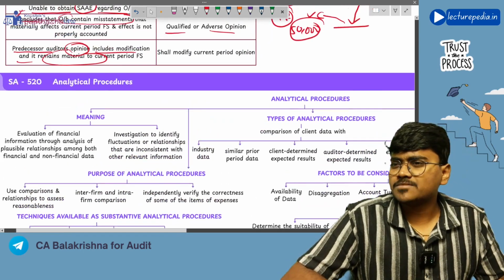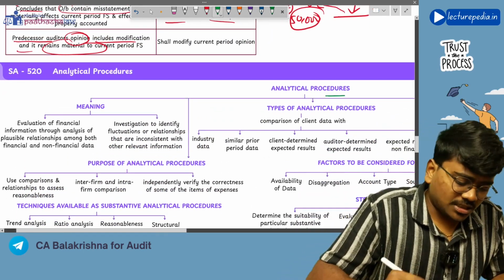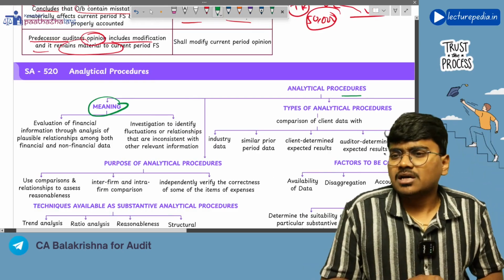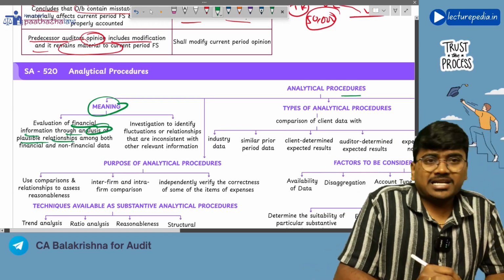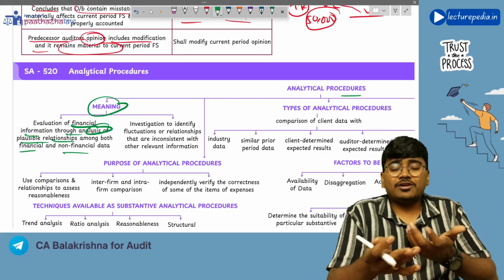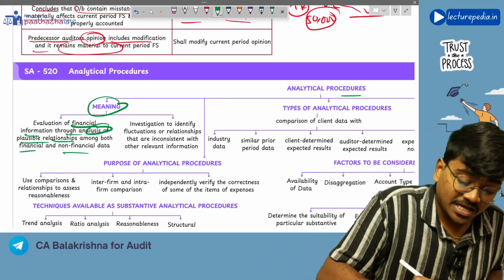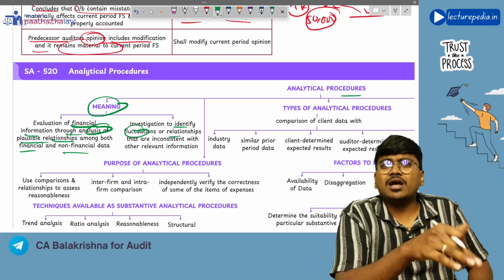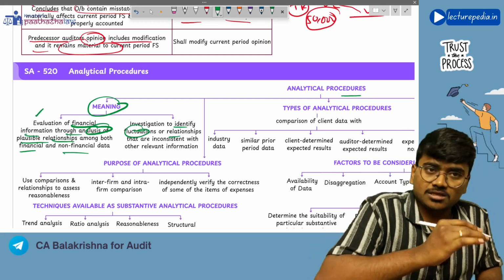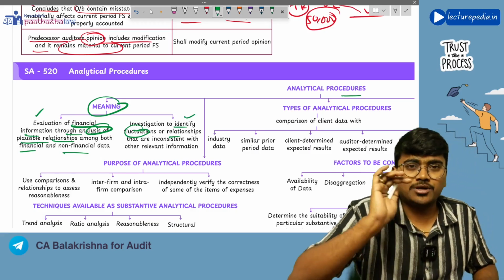So analytical procedure, meaning of analytical procedure: it is evaluation of financial information through analysis of plausible relationship among both financial and non-financial data. Just now we have discussed. Next, investigation to identify fluctuations or relationship in the form of trend analysis or ratio analysis. So first one is the relationship, second one is the ratio analysis, trend analysis.